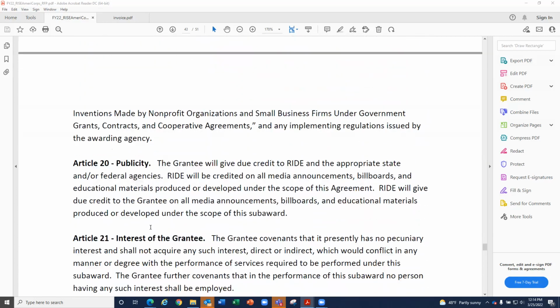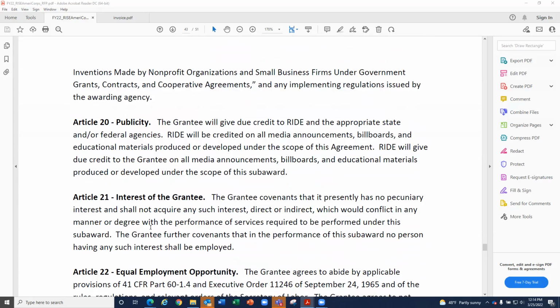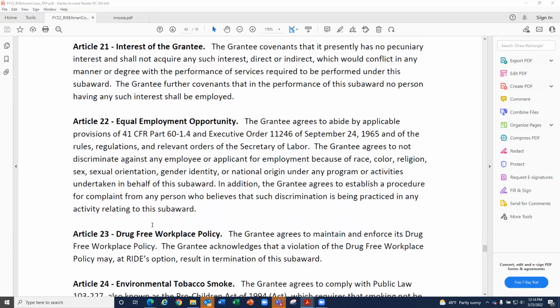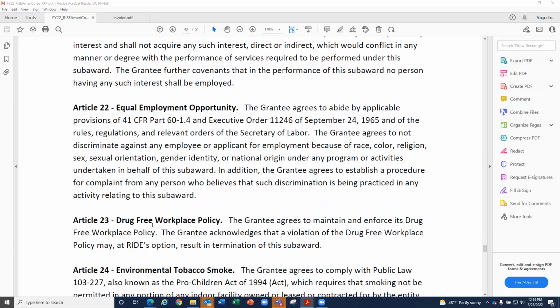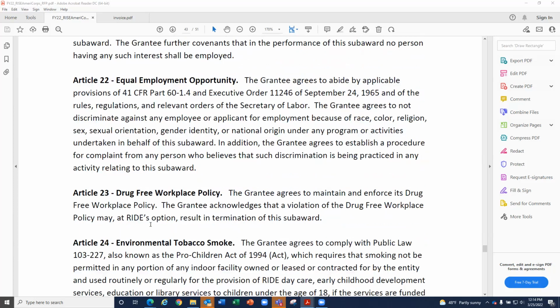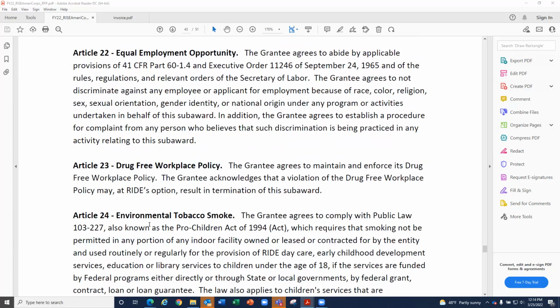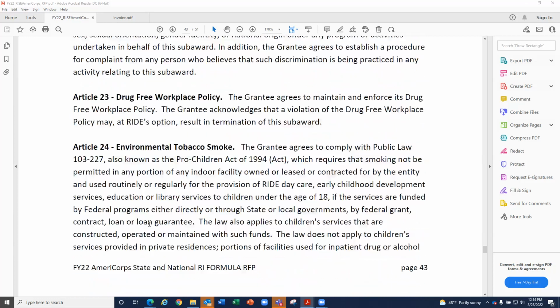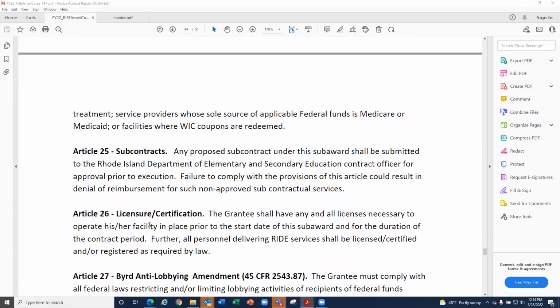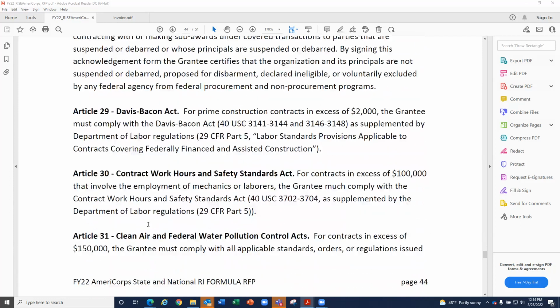I'm going to scroll past a lot of the legal terminology to talk about some of the things that are more programmatic. There is general language in the terms and conditions that the state applies to all grants that you will find there about equal employment opportunity, being a drug-free workplace, not having tobacco smoke present. So you can find that information there.